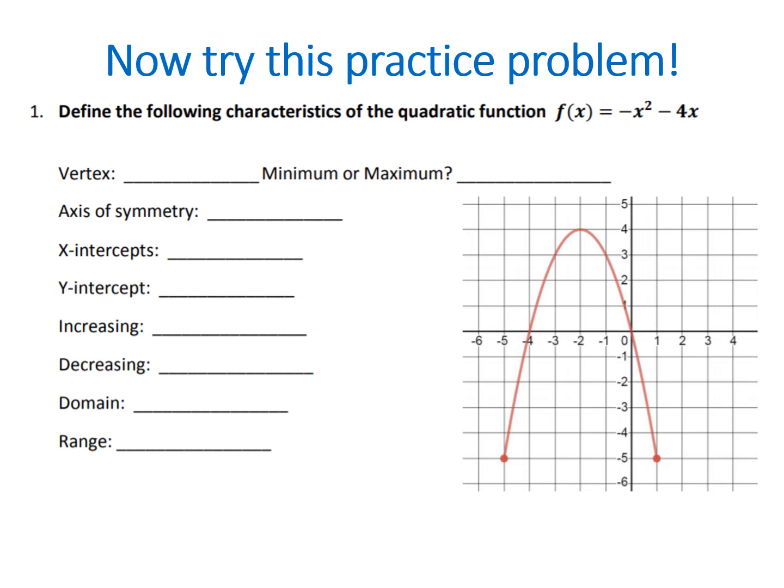A couple of refreshers. X-intercepts are where the graph crosses the x-axis, so your y-intercept would be where the graph crosses the y-axis. Increasing, again, this is from way back toward the beginning of the year, is where the graph is going up. Decreasing is where the graph is going down. And again, those are x values. And a reminder, your domain is your x's and your range is your y's.